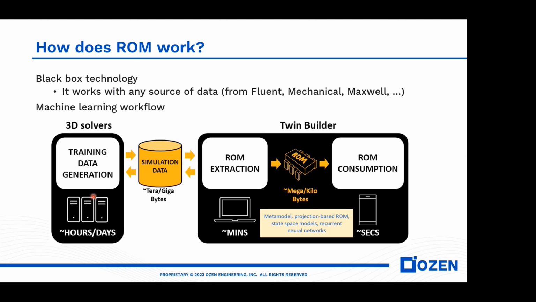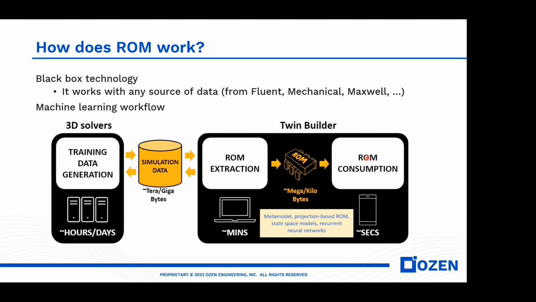But in general, what we do is we create the training data using our 3D solver. We store the data and we extract the reduced order model using Twin Builder. There is also the scale. You can see it can take hours to days to generate the data. It only takes a couple of minutes to extract the ROM. The ROM size is typically in megabytes or kilobytes, not more than 50-60 megabytes at least.